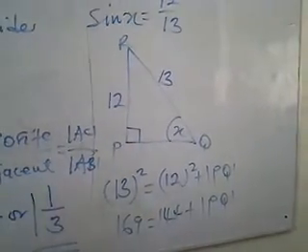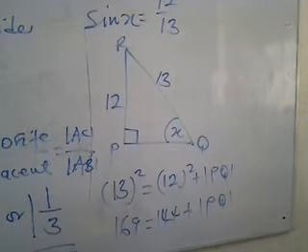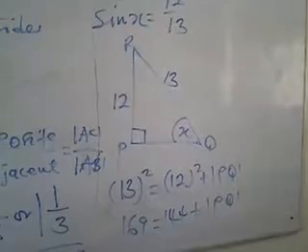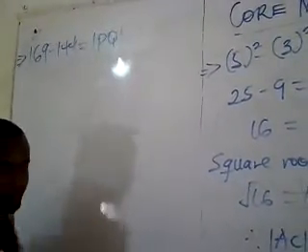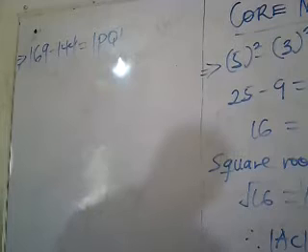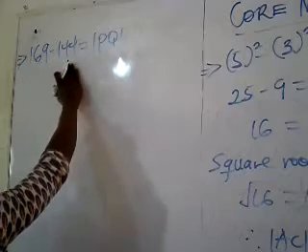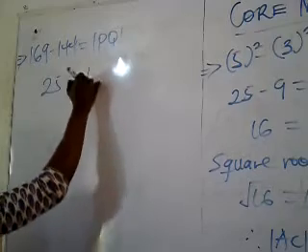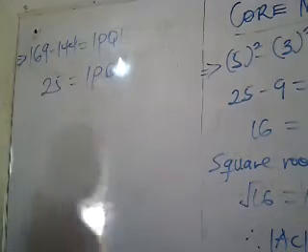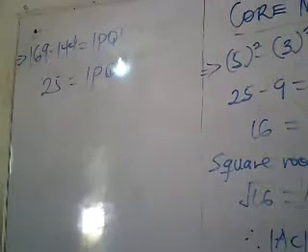Now we have to group like terms. We transpose 144 to join 169. So this implies that we have 169 minus 144 equal to line PQ square. Now to find PQ, you have to do subtraction. So when you subtract 144 from 169, it will give you 25, which is equal to line PQ. The PQ is supposed to be squared; I didn't write it.